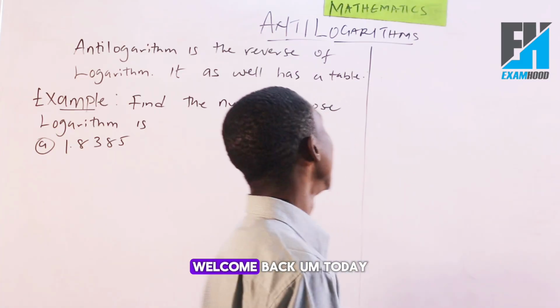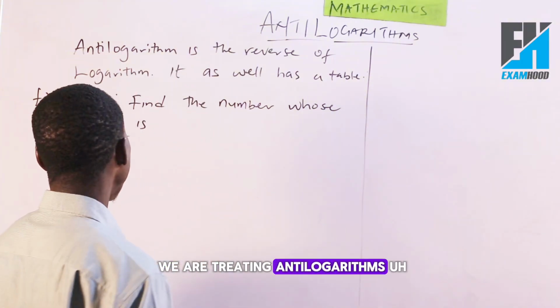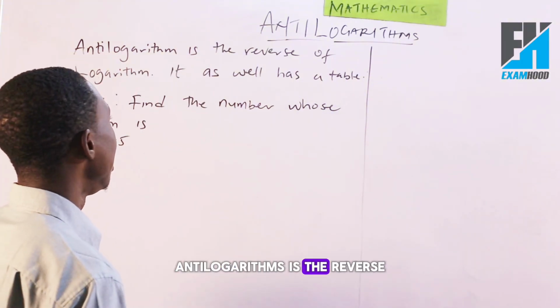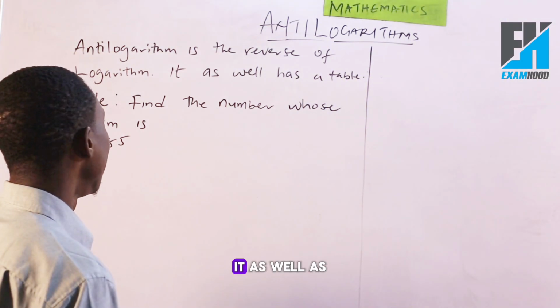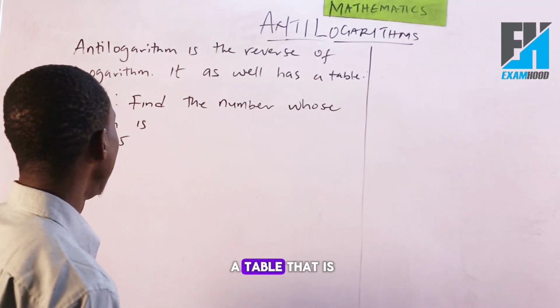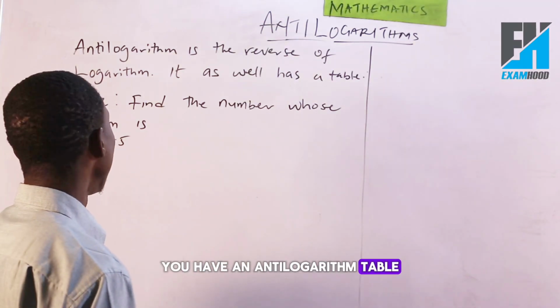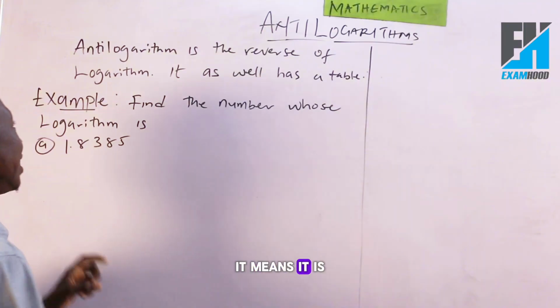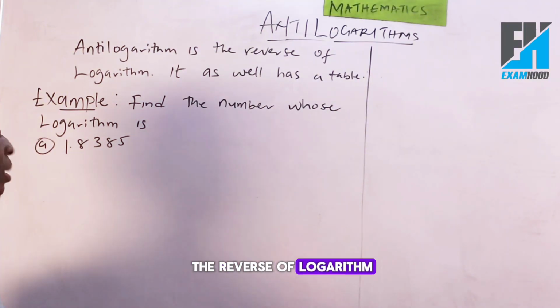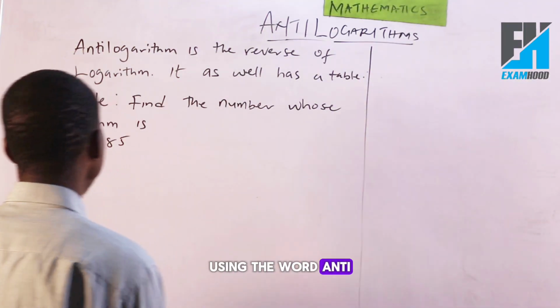Welcome back. Today we are treating antilogarithms. Antilogarithm is the reverse of logarithm. It also has a table. That is, you have an antilogarithm table. From the name antilogarithm, it means it is the reverse of logarithm, using the word anti.